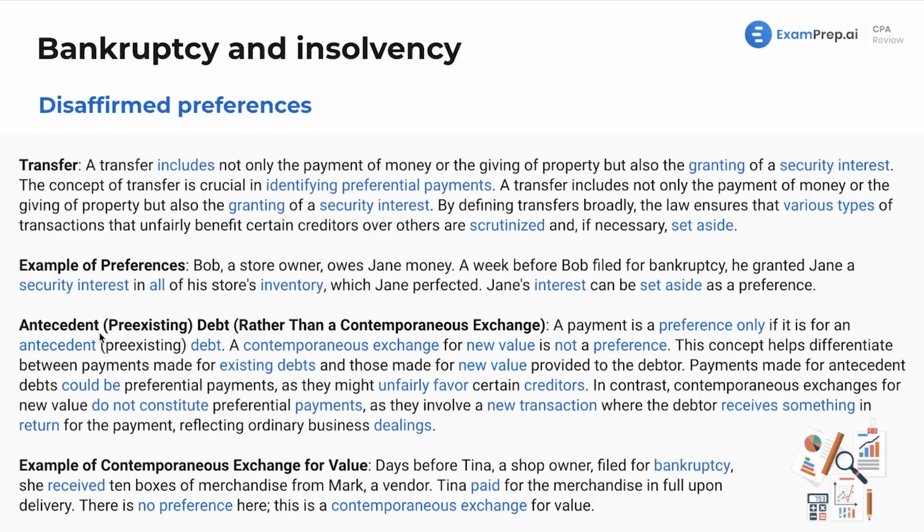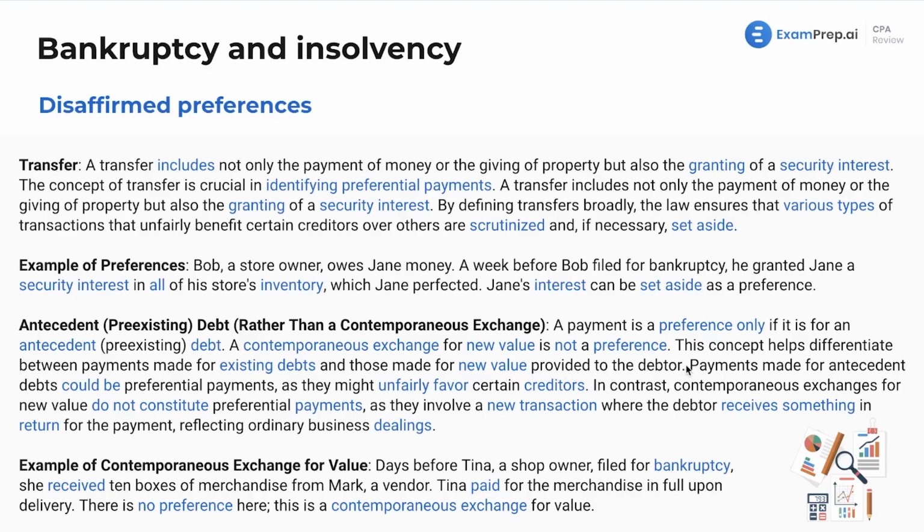Now, talking about the antecedent debt rather than a contemporaneous exchange. Remember, this is debt that was accumulated before the bankruptcy was filed. A payment is a preference only if it is for an antecedent or a pre-existing debt. A contemporaneous exchange for new value is not a preference. Contemporaneous basically means at the same time. This concept helps differentiate between payments made for existing debts and those made for new value provided to the debtor.